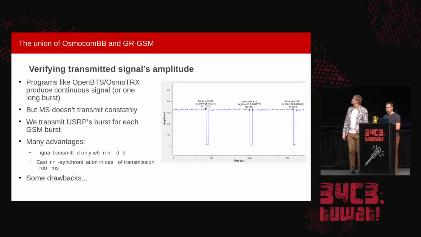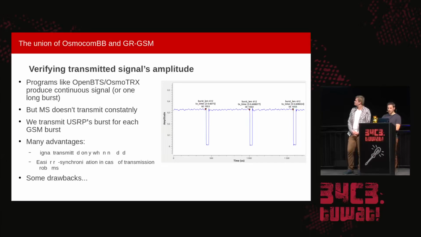Then we had to verify the transmitted signal amplitude. Normally programs like OsmoBTS or OsmoTRX transmit a constant stream of samples, but for a mobile station it would be kind of lame to do that, because we would have to transmit a constant stream of samples when a mobile station has to transmit something only from time to time.